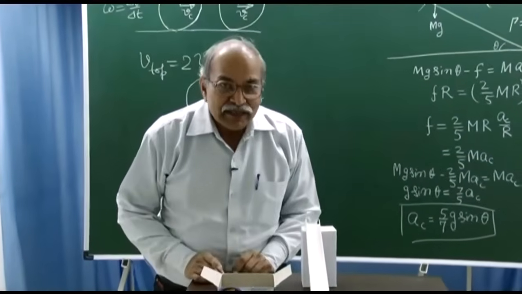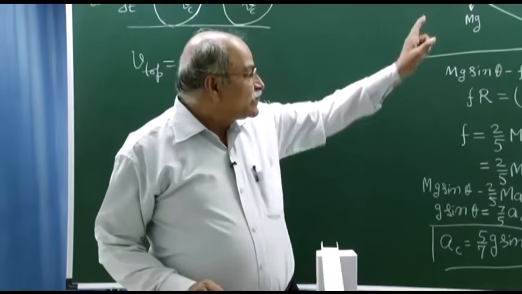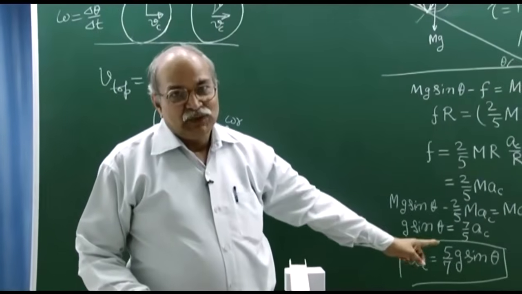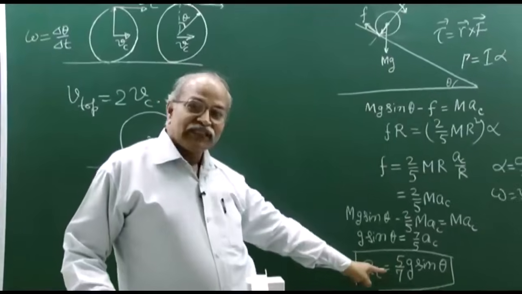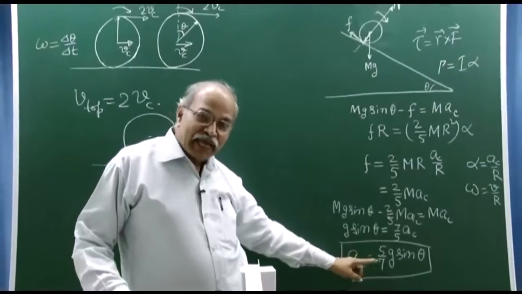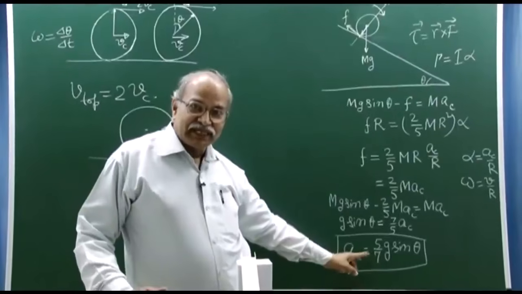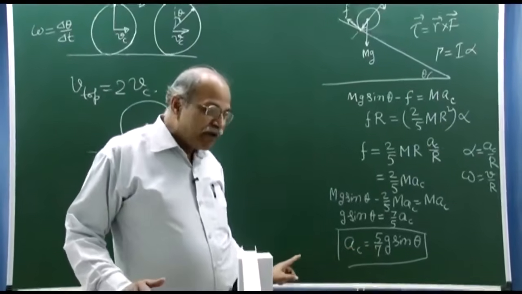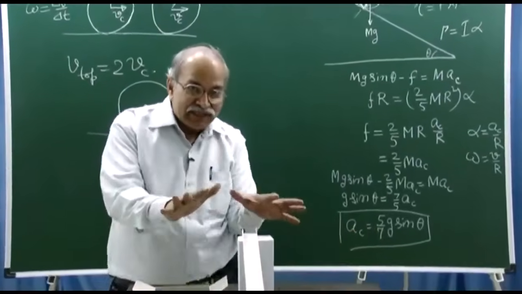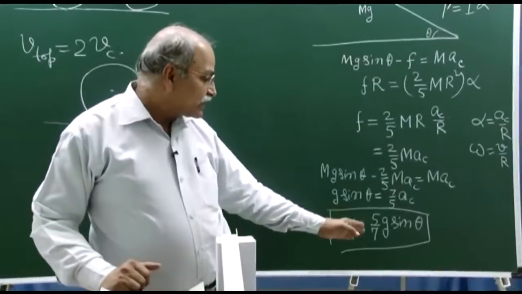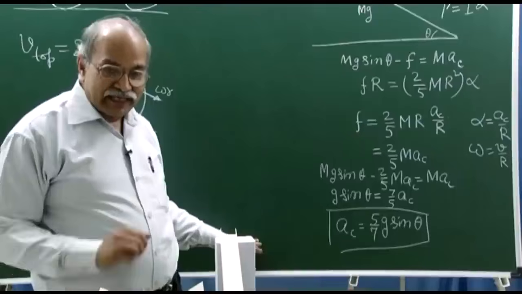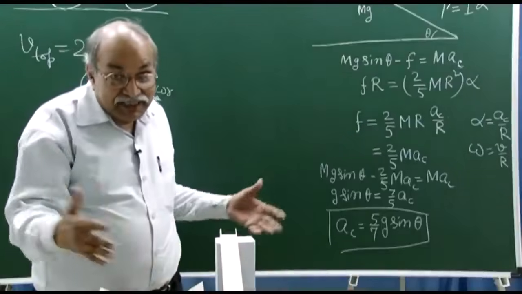Now it is your task to do a similar analysis with the disc type object and come out with the acceleration, compare it with this expression written here on the board and verify whether it is as it should be, whether the ball must have larger acceleration than the disc as we have seen here, or it is something else.